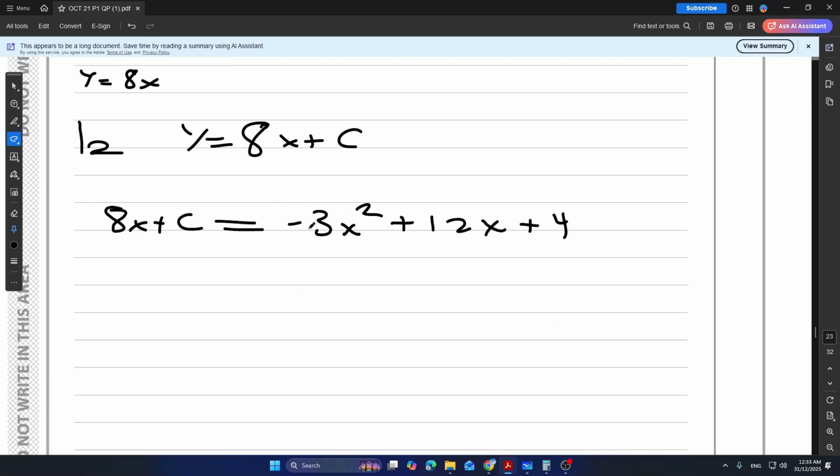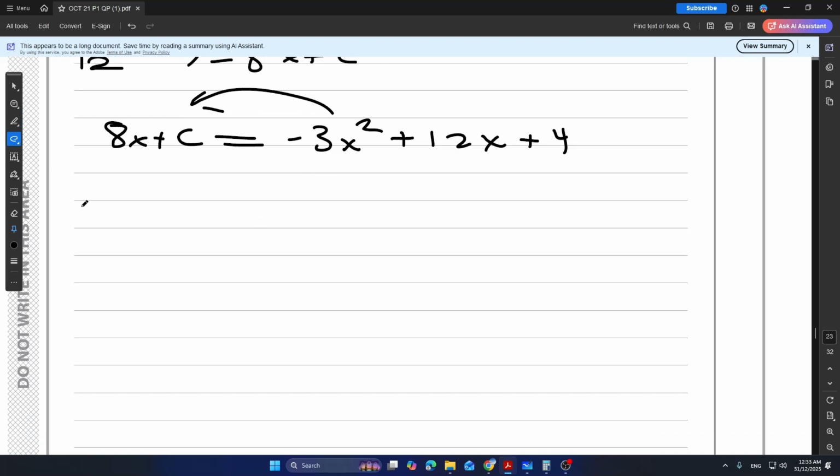Okay, so one thing we need to do now is make them all to one side. I'm going to take everything to this side because I want the x squared to be positive. So it's going to be 3x squared, then 8x minus 12x, which is minus 4x, because plus becomes minus. And this becomes minus 4 because plus 4 becomes minus 4 when I take it to the other side. And plus c equals 0.